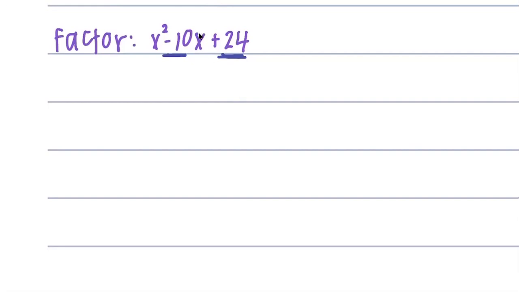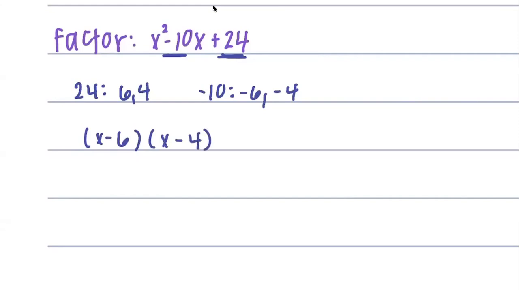Okay, who wants to go over this one? Go ahead. Okay. So 24 could be 6 and 4. 6 and 4 add up to 10, but we want negative, so it's -6 and 4. And then you just write it as x minus 6 times x minus 4.